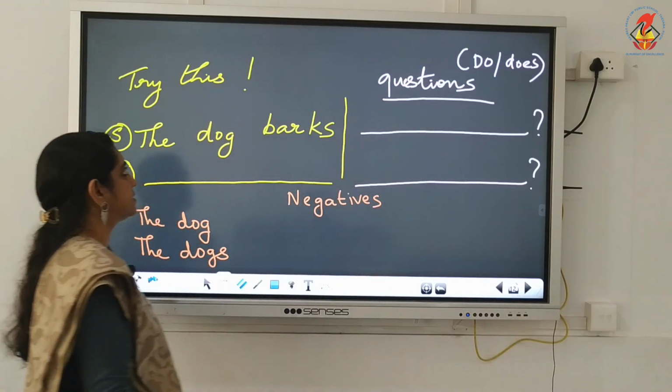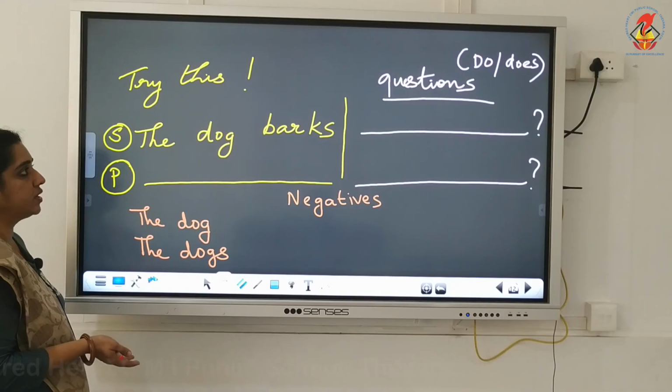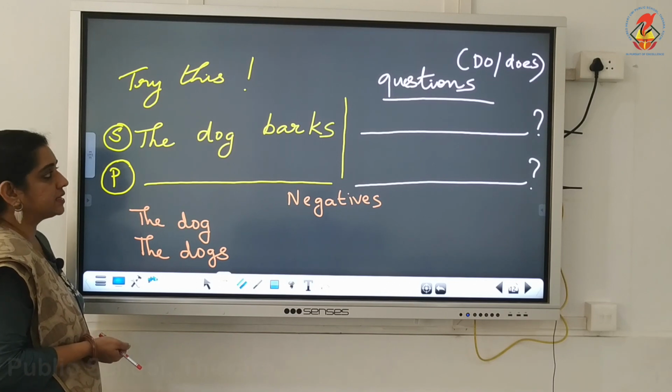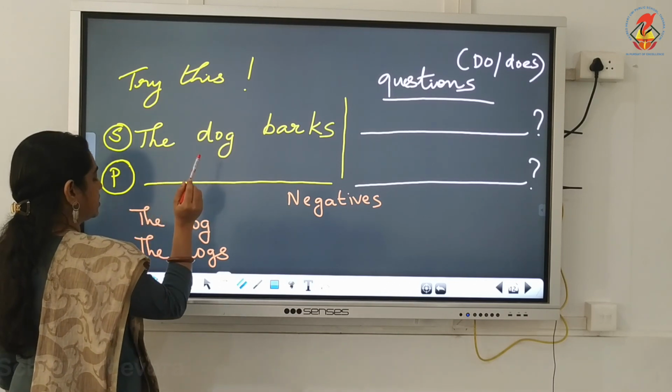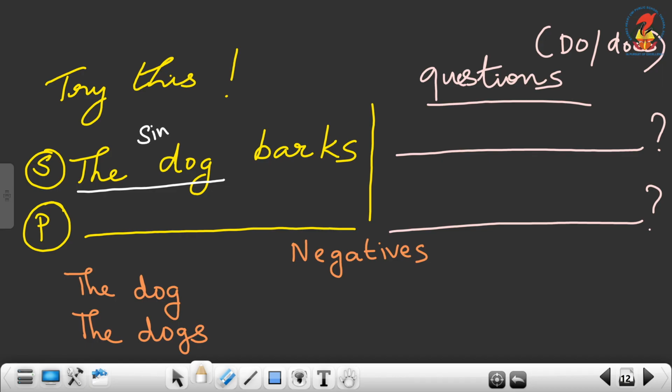Now, let us try this. The dog barks. You have to make a question. How will you make a question using do or does? Which question word am I supposed to use, do or does? The dog. What is the dog? The dog is singular. So, which question word should I use? The dog. Singular. So, the question word I should use should be does.